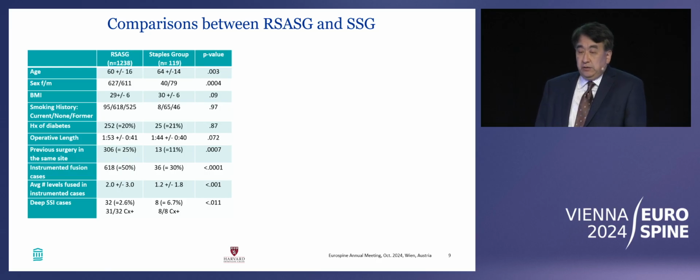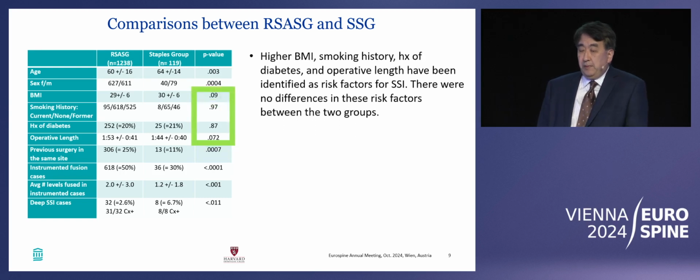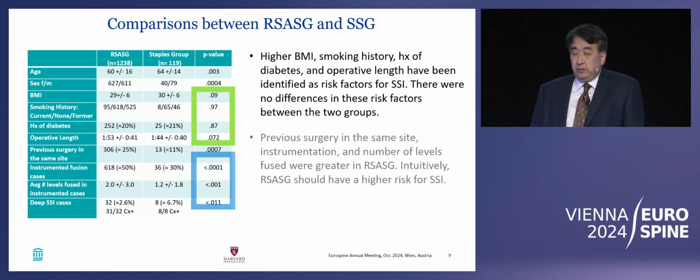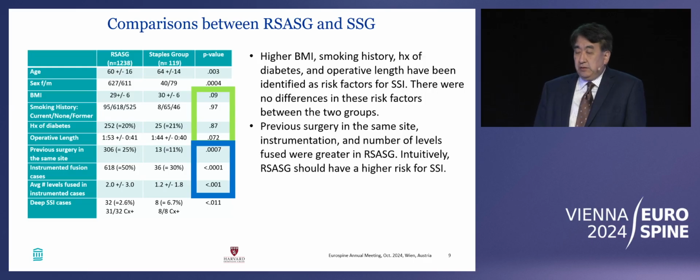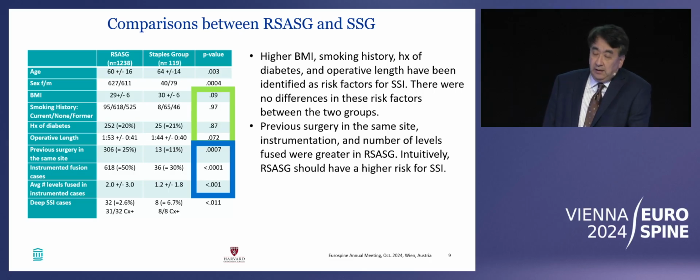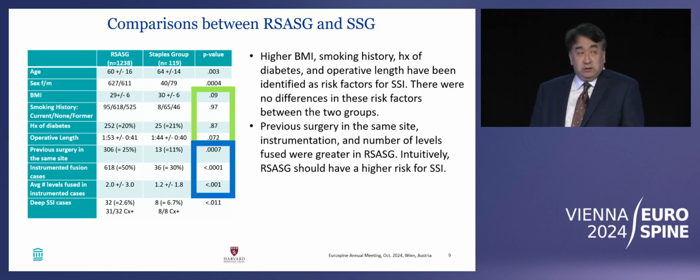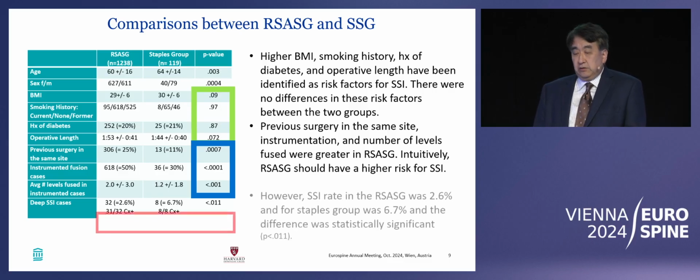There were 1,238 cases in the subcuticular group and 119 cases in the staples group. BMI, smoking history, diabetes history, and operative length were not different between the two groups. Previous surgeries in the same site, incidence of instrumentation, and number of levels fused were greater in the subcuticular group. Intuitively, the subcuticular group should have a higher risk for surgical site infection.